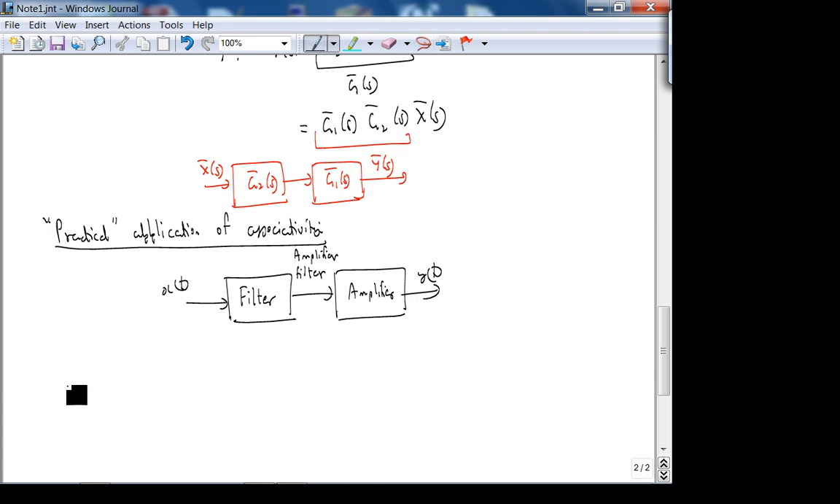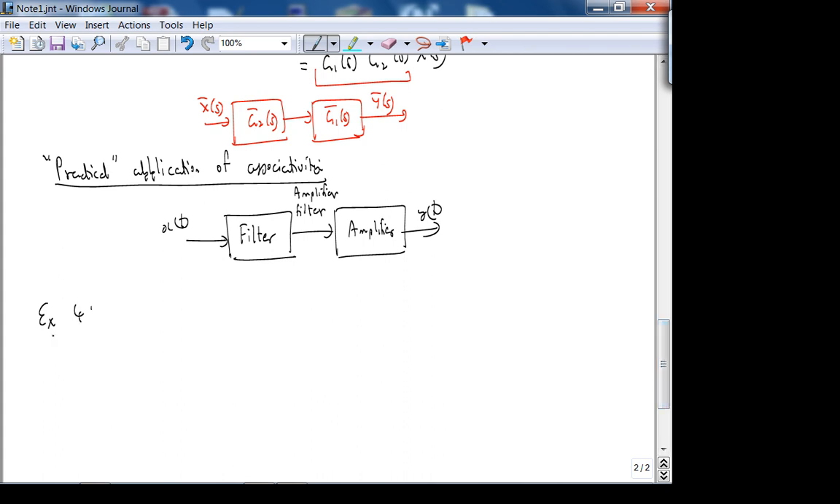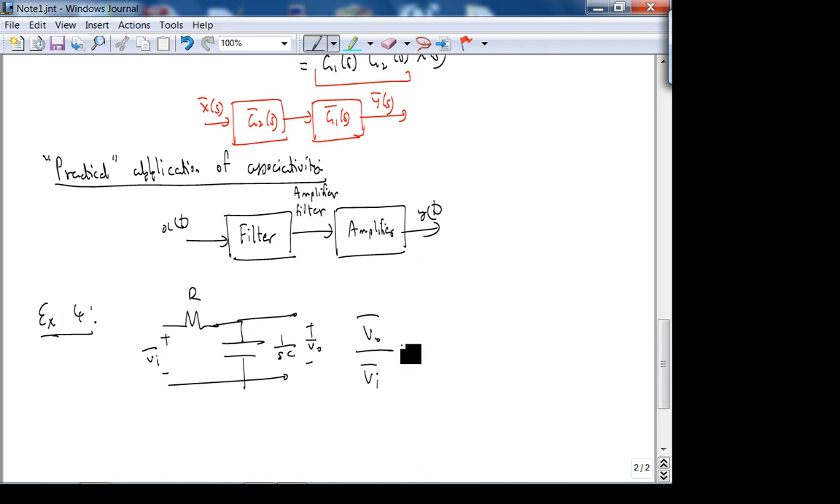But here's another example. This was example 3, I believe. Cascade form. So example 4, let's take our friend, the RC circuit. I'm going to go into the S domain. So let's just call this V in. Let's call this V out. What's the transfer function, V naught over V in? Give me just the expression for it. You don't even have to simplify it. Correct, and this is by voltage divider.